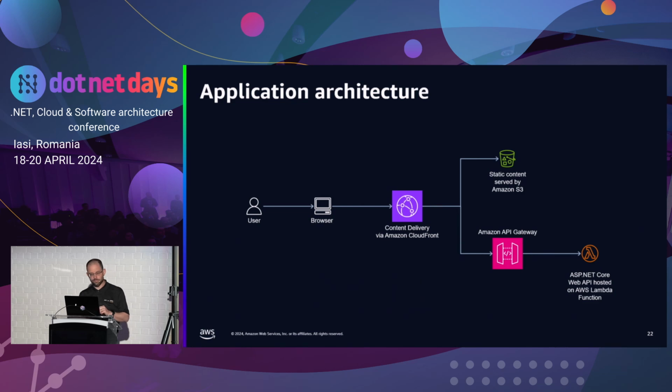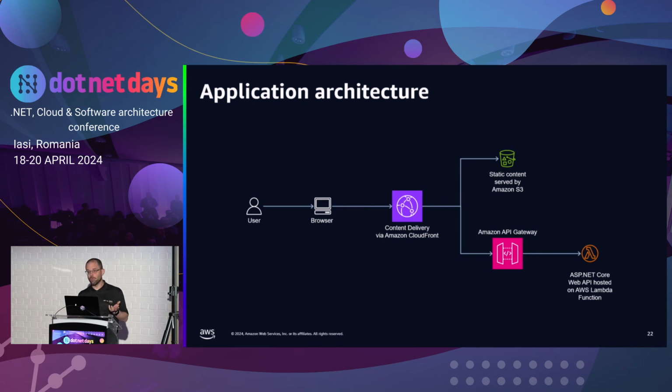is calling ASP.NET Core Web API. This ASP.NET Core Web API is hosted on AWS Lambda, our serverless function service. And we have Amazon API Gateway in front of this AWS Lambda function.